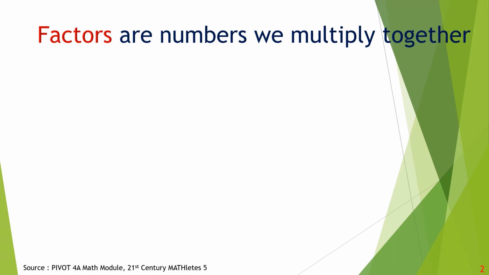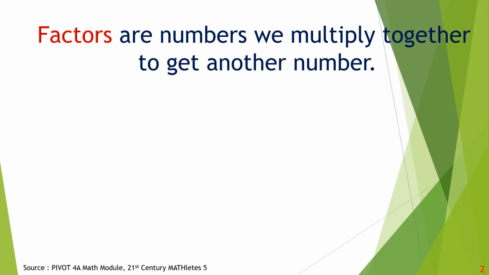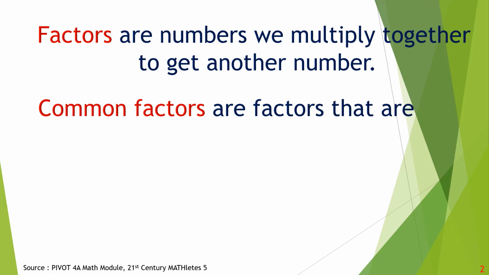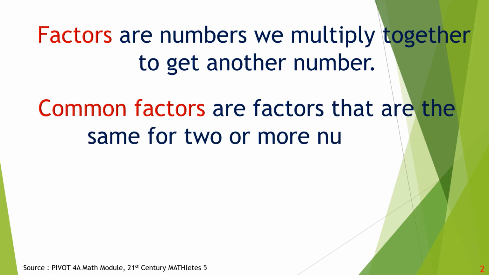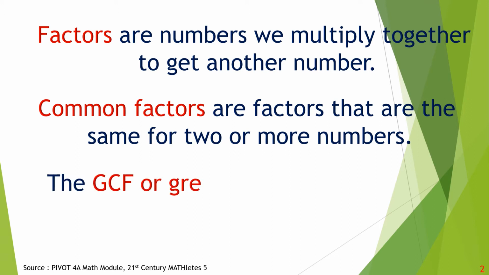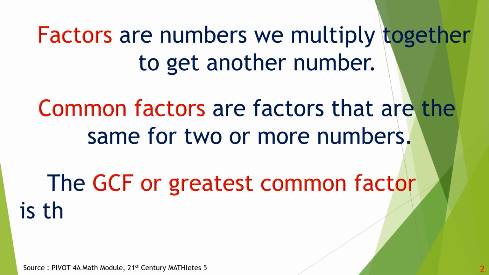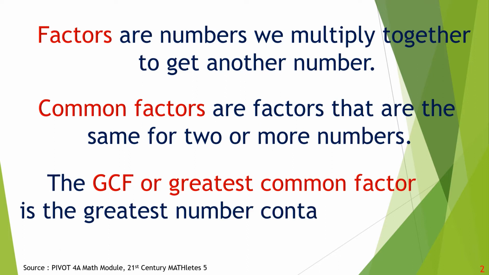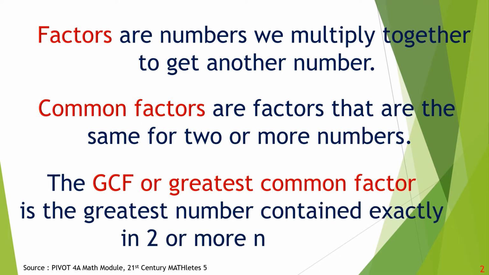Factors are numbers we multiply together to get another number. And common factors are factors that are the same for 2 or more numbers. The GCF, or greatest common factor, is the greatest number contained exactly in 2 or more numbers.